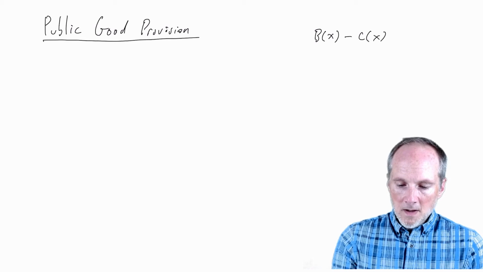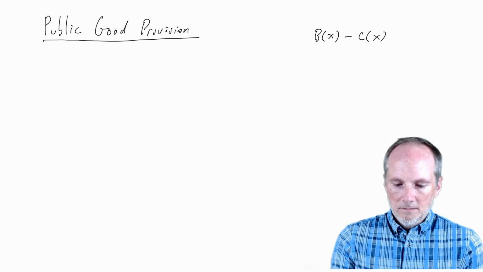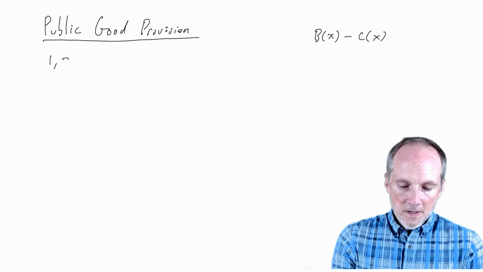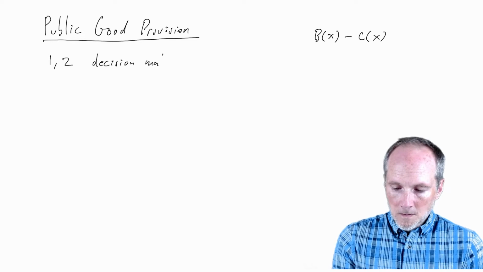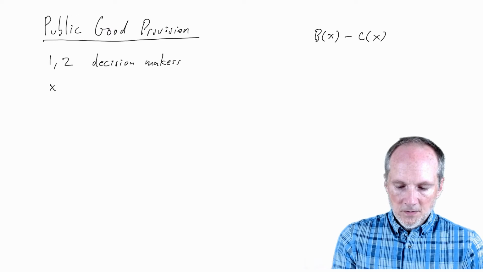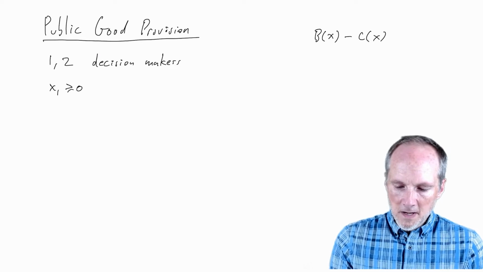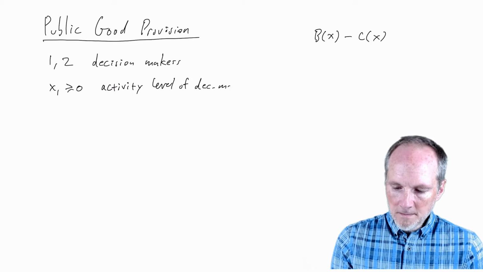So the decision makers I'll just label 1 and 2. I'll use x1, which will be a non-negative activity level, be the activity level of decision maker 1. And obviously x2 is the activity level of decision maker 2.